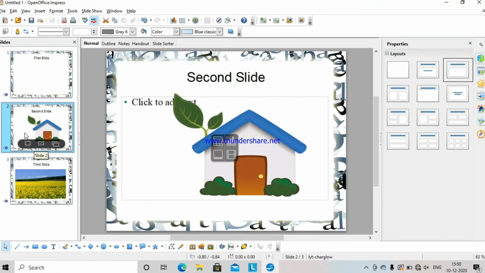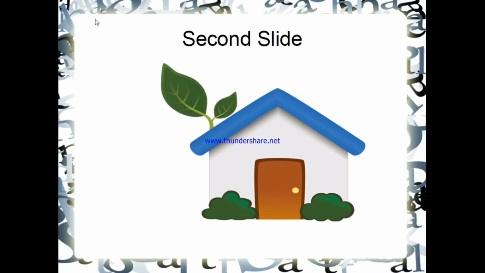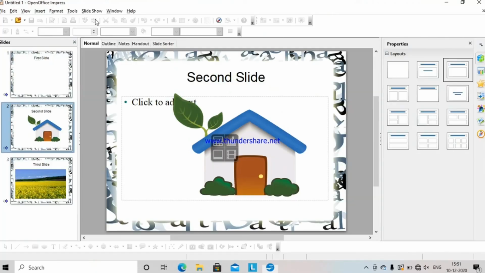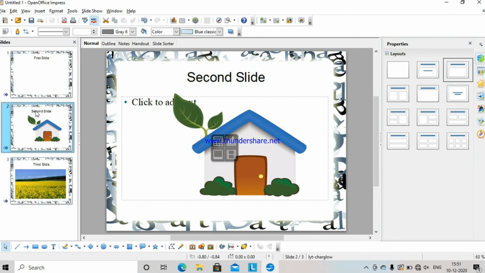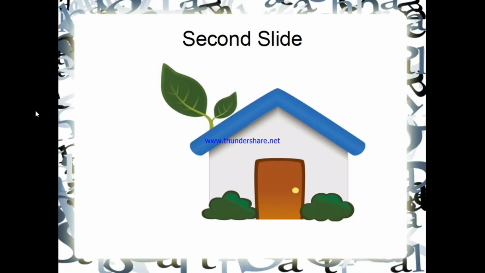Another thing is on whichever slide my cursor is. Suppose this is the second slide selected and I select slideshow and start the slideshow. Whichever current slide is there, the slideshow would start from that particular slide only. Here my slideshow started from the second slide because my second slide was selected. Now the keyboard shortcut to run the slideshow is F5. When I press the F5 button on my keyboard, the slideshow would start.